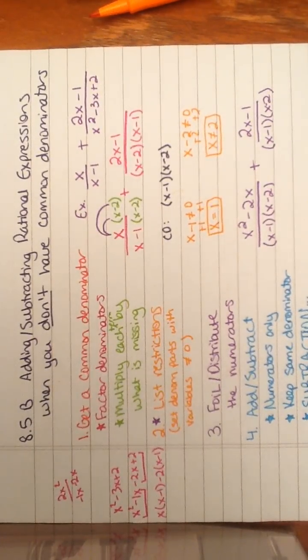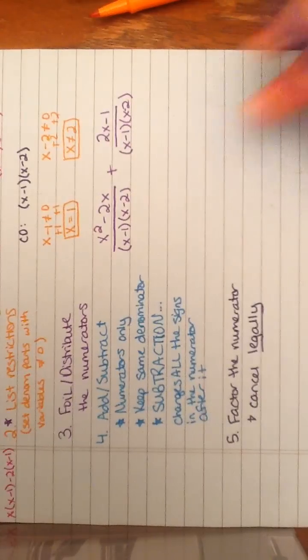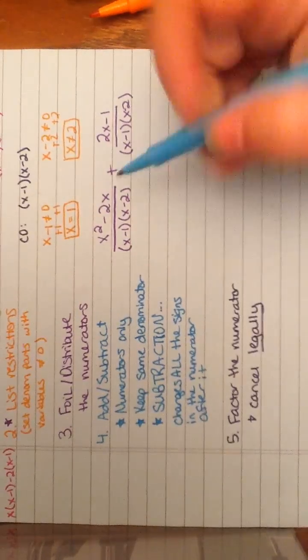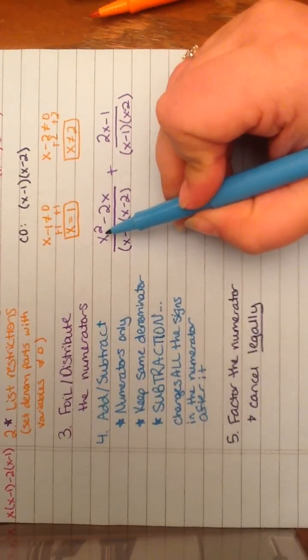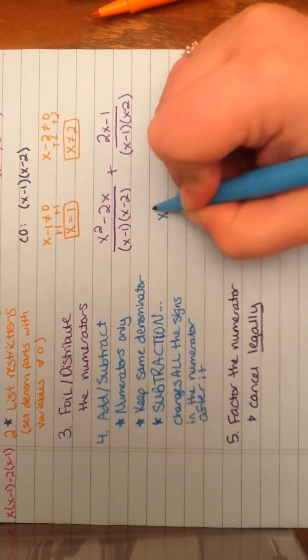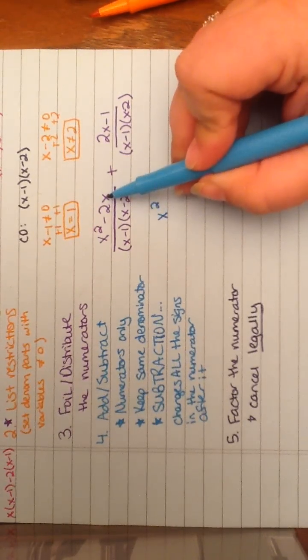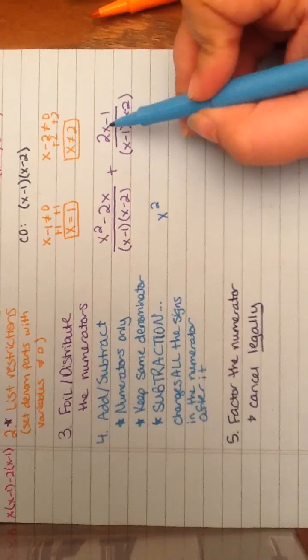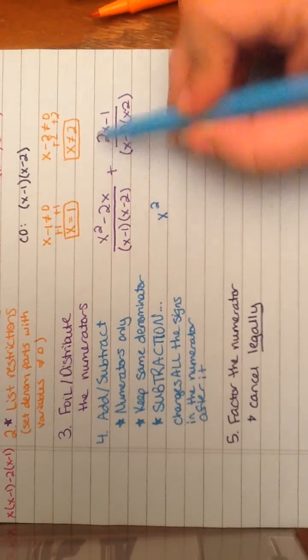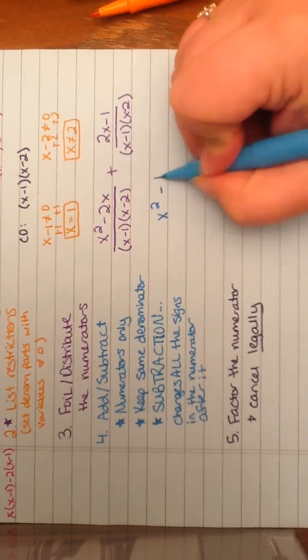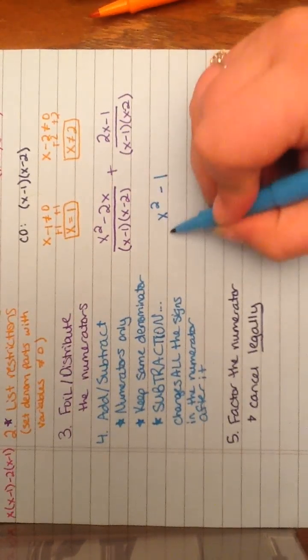Okay, now step 4 says add or subtract in the numerators only. So looking at my numerator, x squared has my biggest degree, so bring that down. My next largest degree is negative 2x. So I have a negative 2x and a positive 2x, so those two are going to cancel. And then I need to bring down this minus 1.